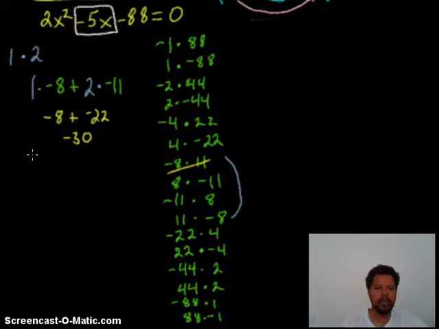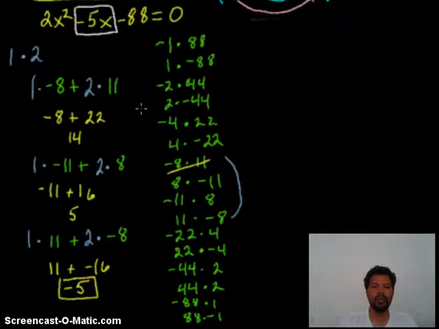I'm going to pause it and go through all of them until we get to -5. Okay, so here I tried these combinations right here. The first one came out with a 14, the next one came out with 5, and then finally I came out with that -5, which I'm looking for. So the combination of factors that worked was multiplying 1 times 11 and multiplying 2 times -8, so that I can get this -5.